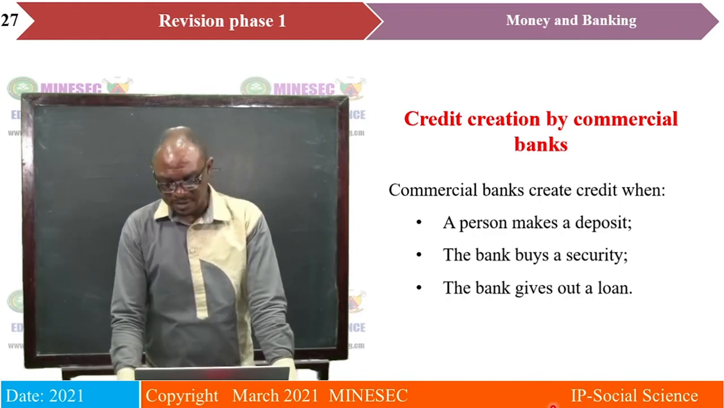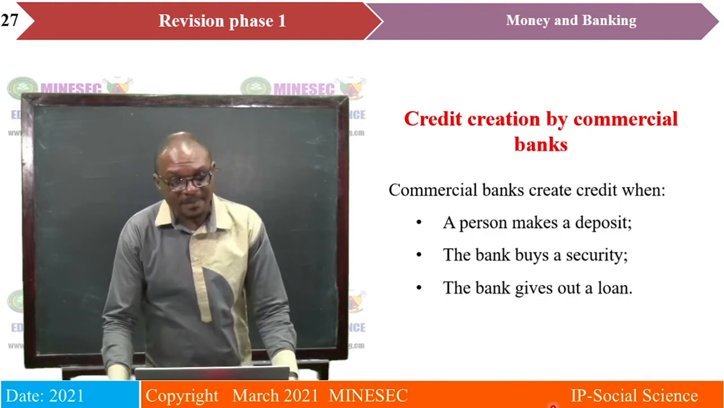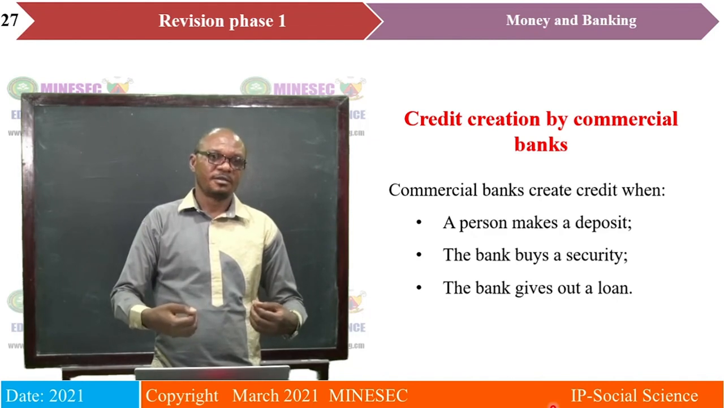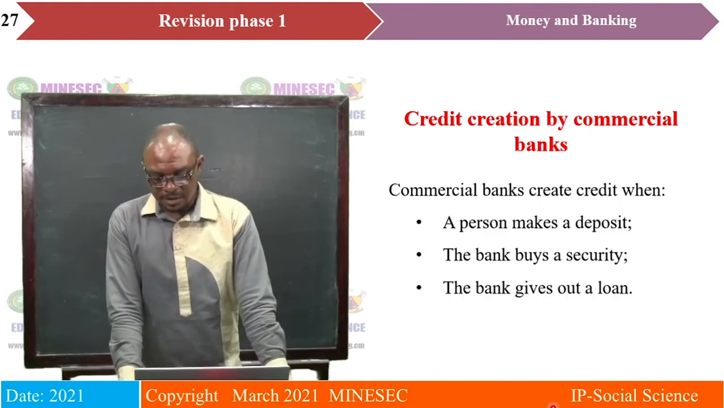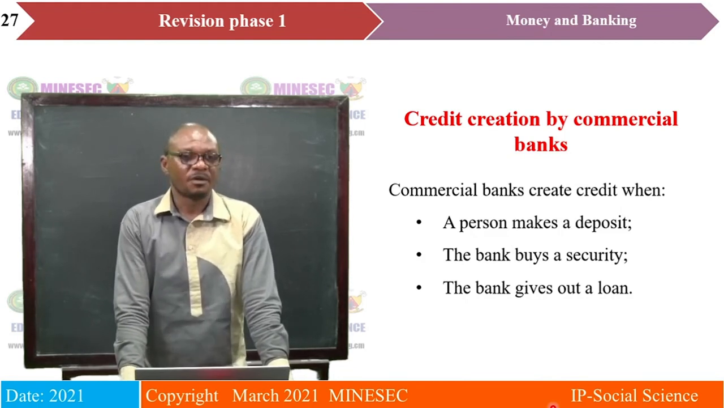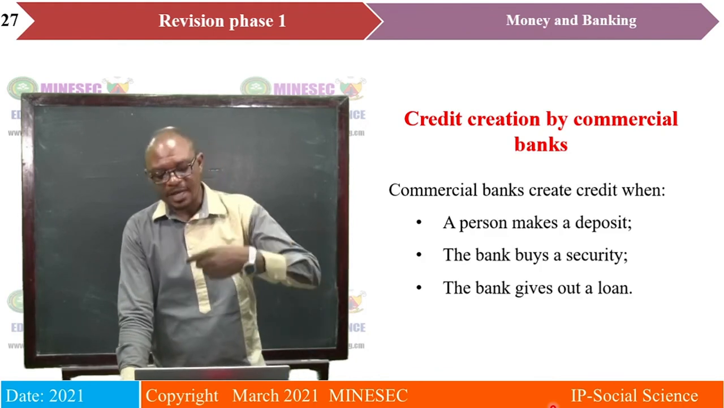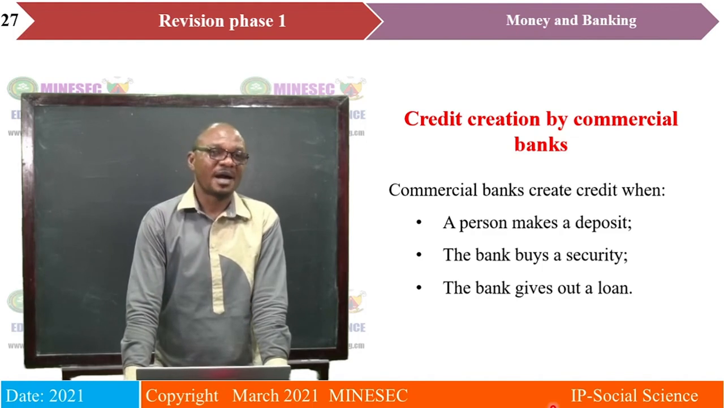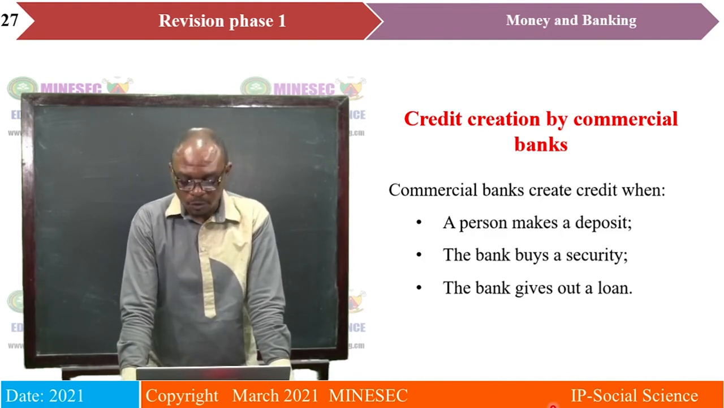And banks create credit in three ways. First, when they accept a deposit. So a bank creates credit when a person makes a deposit in that bank, or when the bank accepts deposit. Because when the bank accepts deposits, money supply, bank deposits increase by the amount deposited. Secondly, a bank creates credit when it buys a security with a check drawn on itself. Because the bank now issues a check and then uses the check to buy that security. It means that it is drawing that check on itself. And finally, a bank creates credit when it gives out a loan, when the bank grants a loan. This, of course, is the method that is most often demonstrated to show credit creation.